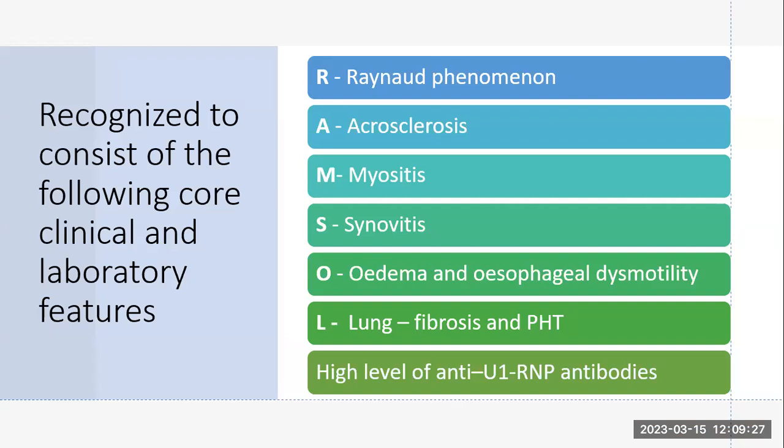So what is mixed connective tissue disease? To make it easy, I have used this mnemonic, but there are features beyond this mnemonic, I just made it brief. The patient could have Raynaud's phenomenon, arthritis, myositis, synovitis, edema of extremities and esophageal dysmotility, lung fibrosis and pulmonary hypertension, and the patient should have anti-U1 RNP antibody positivity. When a patient has three or more features with anti-U1 RNP antibodies, they are diagnosed as mixed connective tissue disease. So it's a different entity from overlap syndrome.